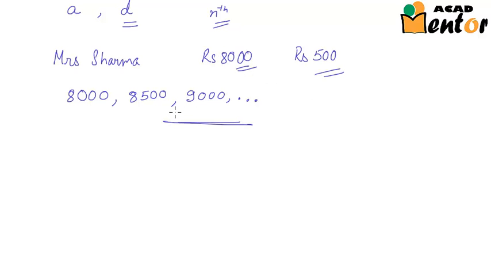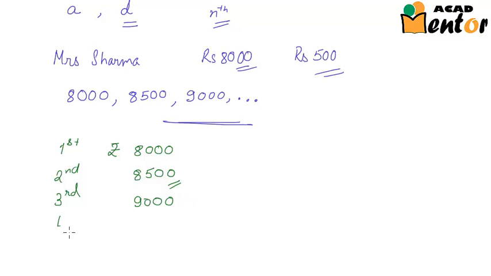Now if we are asked to find out what amount Mrs. Sharma will donate in the fifth year, how do we go about that? First year she donated 8,000 rupees. Second year she will donate 500 more, that makes it 8,500. In the third year she would donate 9,000, which is 500 more than the previous year, that is 8,500. In the fourth year 9,500, and in the fifth year, which is the required year, she would donate 10,000.